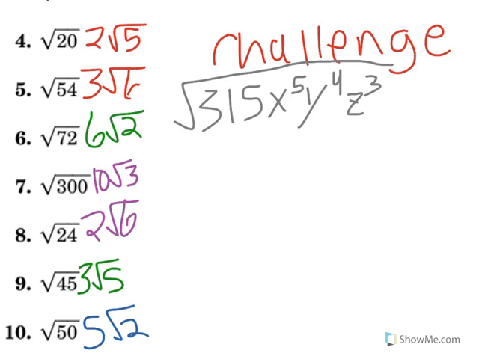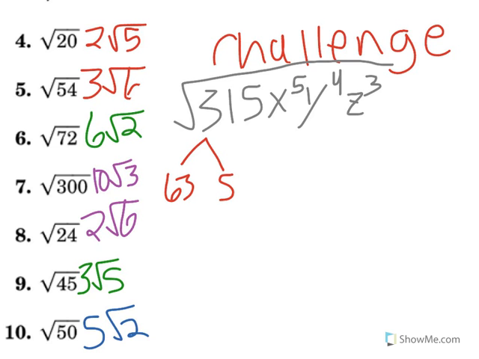Okay, so let's start with the number 315. It might not be obvious what goes into that, but you see it ends in a 5. So if it ends in a 5 or a 0, we know that 5 must go into it. So for this one, a 5 does go into it. So if you do 315 divided by 5, you find out that it goes into it 63 times. So you have 5 and 63.